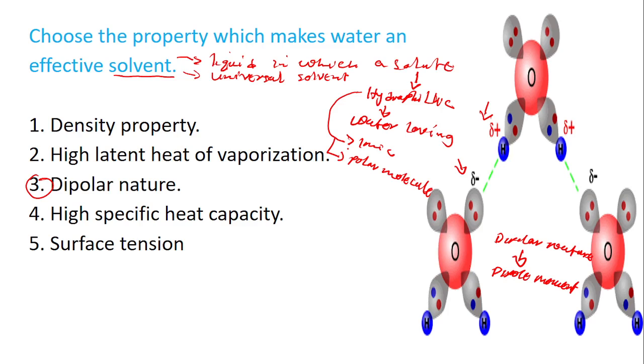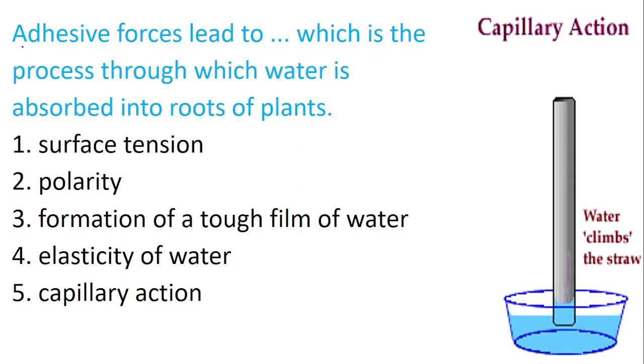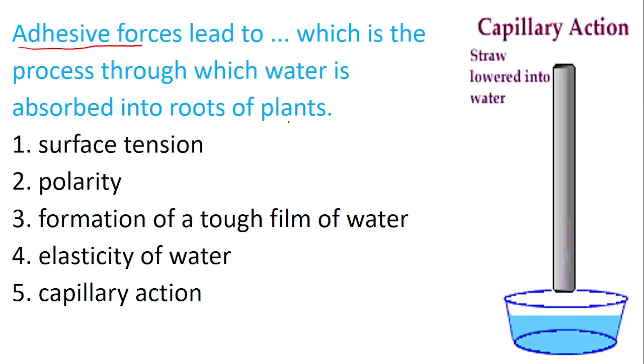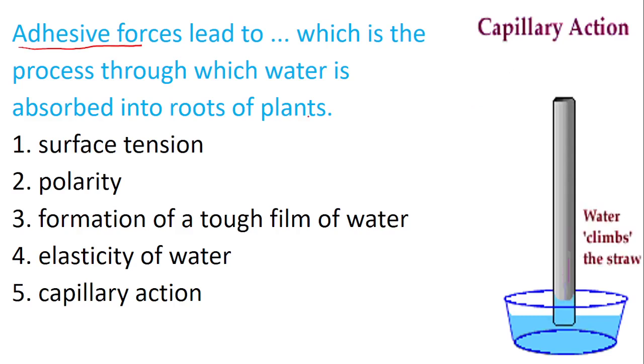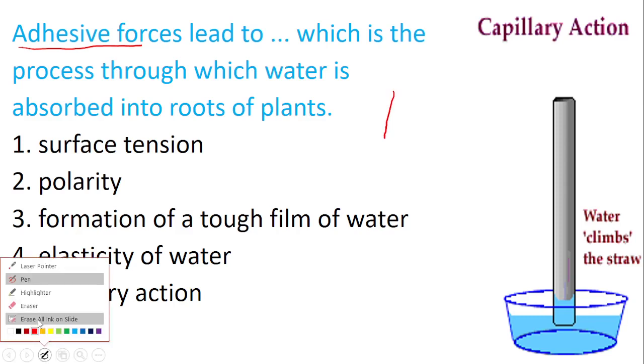Now, this question is saying adhesive forces lead to dash, which is the process through which water is absorbed into roots of plants. So one thing that we need to understand is that we have long trees. Is it possible for me to draw a tree? I think I can draw. Let me just change my color.